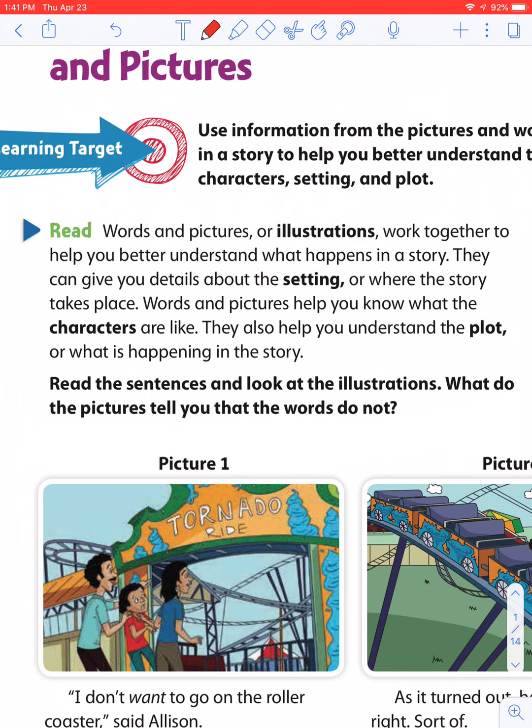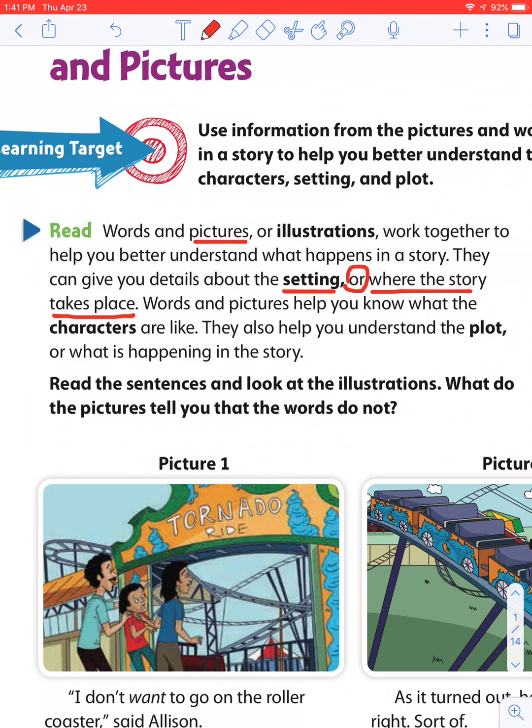We have illustrations. We know from previous lessons that illustrations are very much like pictures only drawn. We have the word setting, and I'm going to use my context clues. The word "or" tells me that the author is going to tell me what setting means. Setting is where the story takes place.